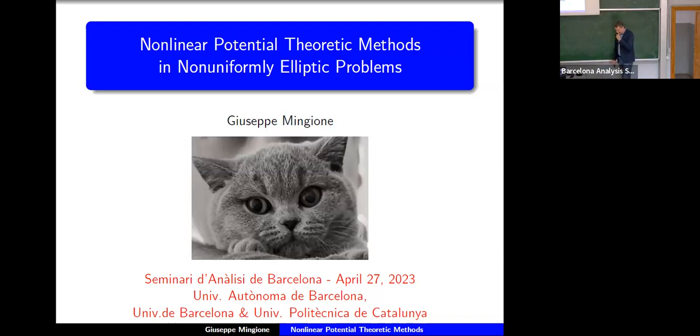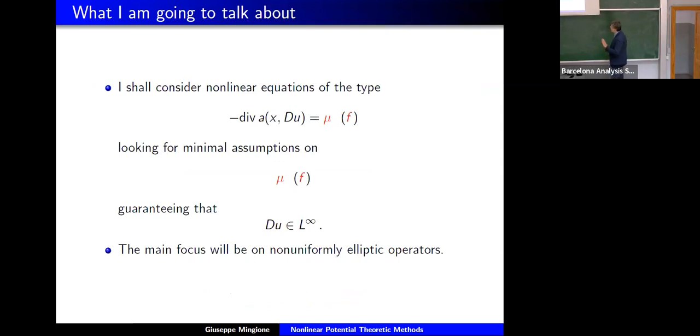So what I'm going to talk about is, the purpose of this talk is more or less to give ideas of how nonlinear potentials can be used to get sharp regularity results for solutions. Let me focus on one particular problem, but then we see that essentially the methods are more general. We take an equation in divergence form like this. We assign data, and we want to know the best possible conditions on data guaranteeing, for instance, that the gradient is bounded.